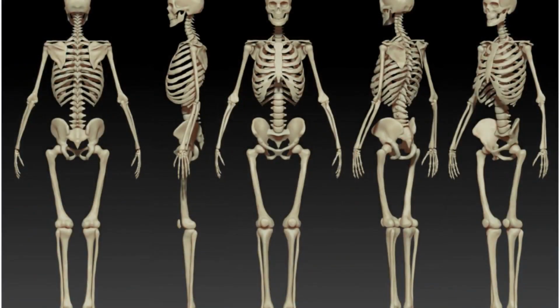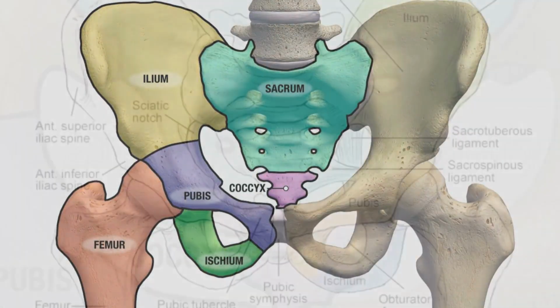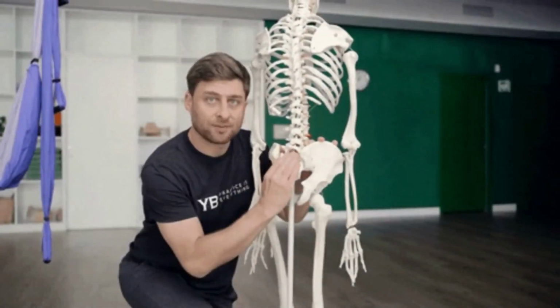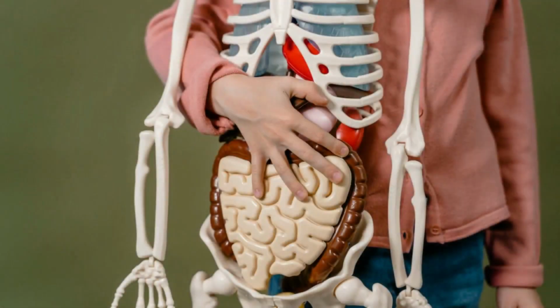Today we are going to discover the structure and functions of the lower part of our human skeleton. Let's start with the pelvis first. The pelvis is a basin-shaped structure formed by the hip bones, sacrum, and coccyx, and supports the weight of the upper body. The pelvis also protects.